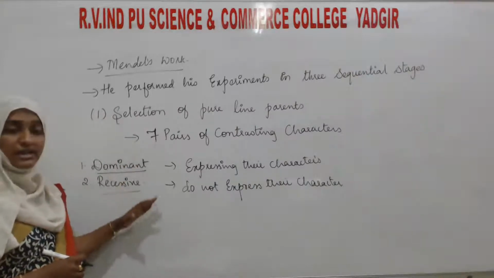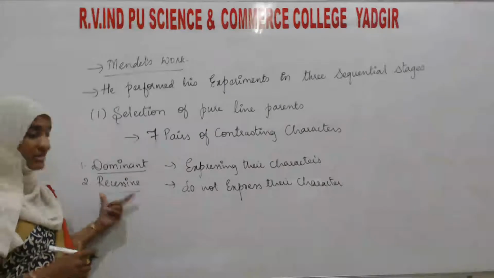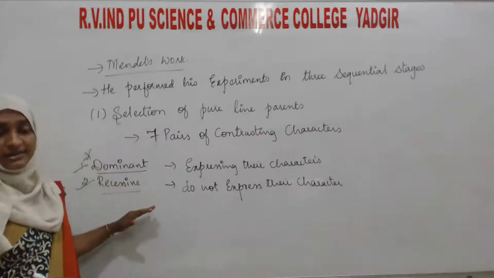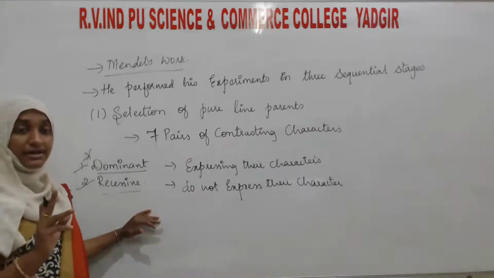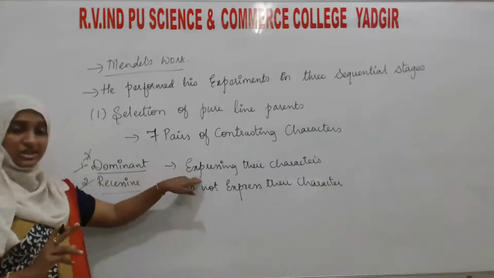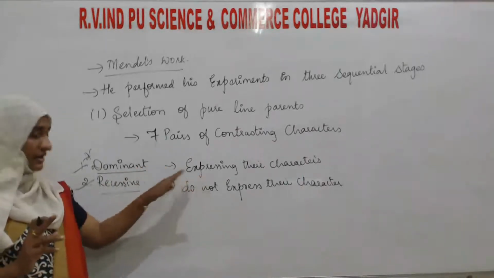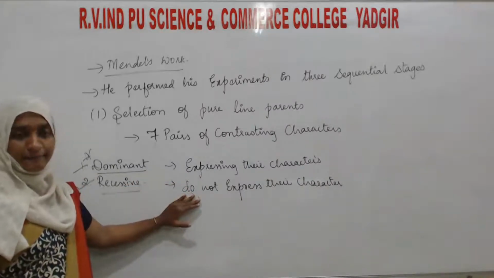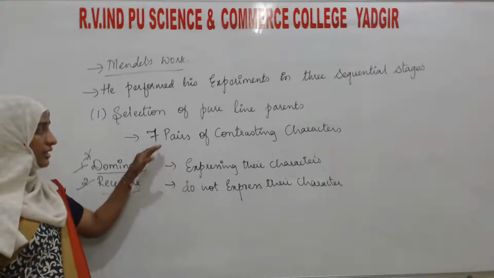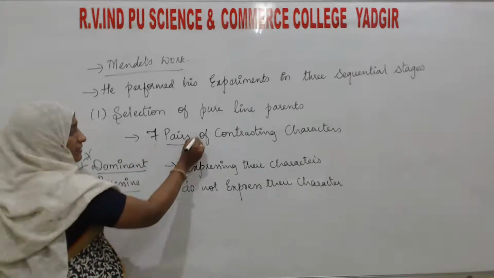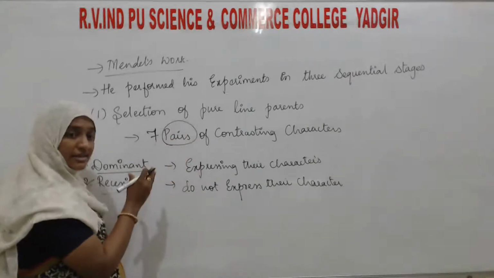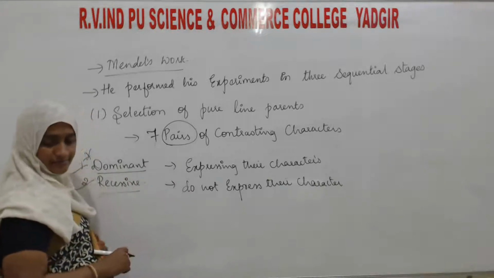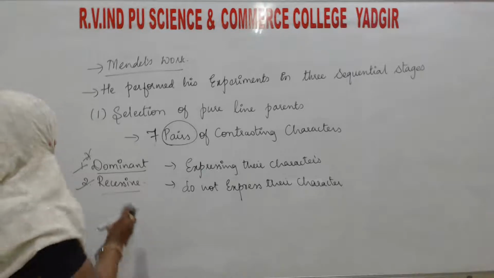So why I am telling about dominant and recessive means these two terms are very important. Dominant character, recessive character. Keep in mind, dominant means which expresses its character. Recessive means which does not express its character. So in these 7 pairs, one character will be dominant and one character will be recessive. Here I will write some examples.